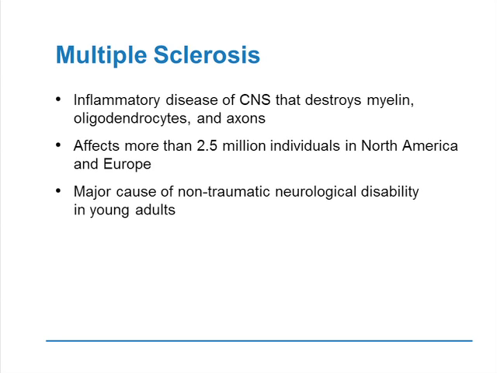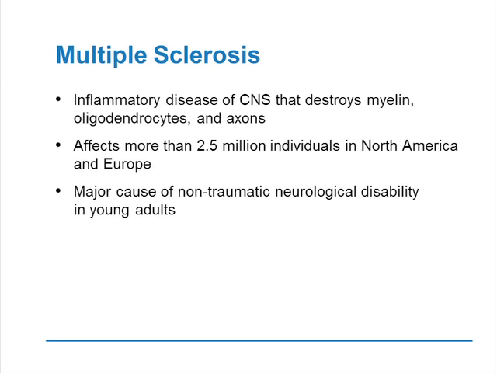I'm going to start by making a few comments about the disease MS. It's an inflammatory disease of the central nervous system that destroys myelin, oligodendrocytes, and axons. And in this context of inflammatory disease, we mean the entry of large numbers of immune cells from the blood into the white matter of the brain.